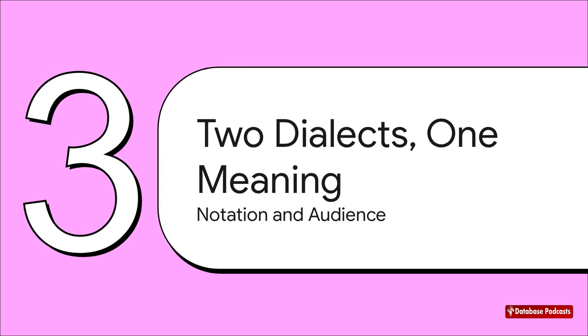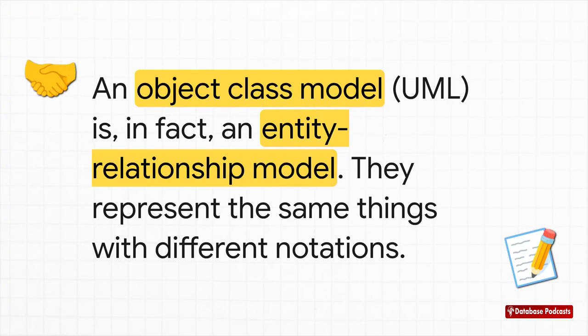So we have our language, we have our grammar, but is there only one way to write it all down? Turns out, no. There are different dialects, and you pick one based on who you're talking to. Two of the most common ways you'll see this drawn out are entity relationship models, or ERMs for short, and UML class diagrams. But here's the most important thing to get. They are not competing with each other. They're just two different ways of writing the same story, each one tailored for a different audience.